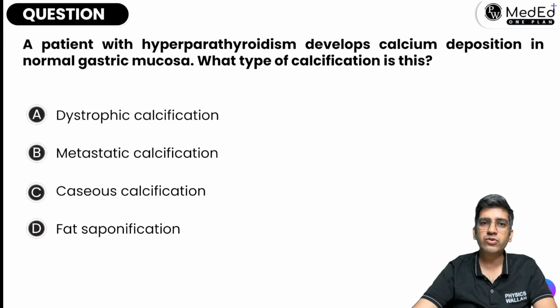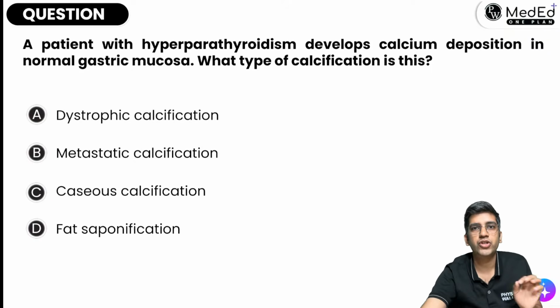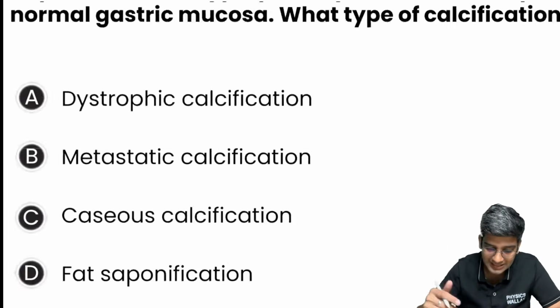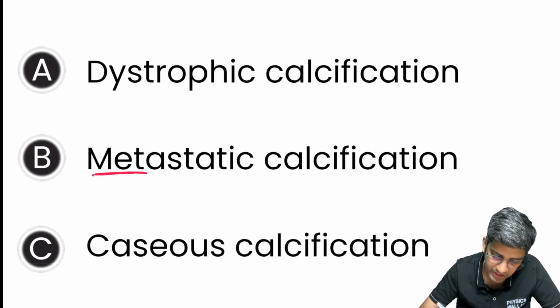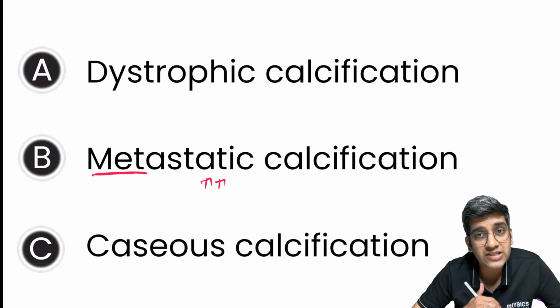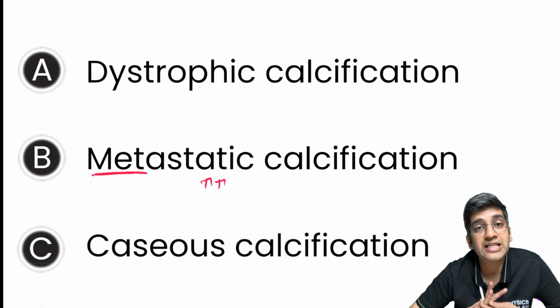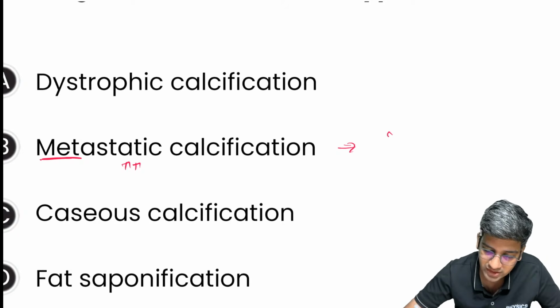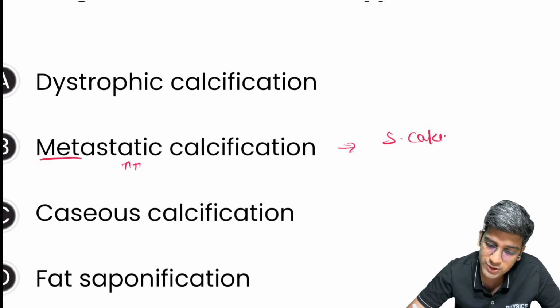How do you differentiate metastatic versus dystrophic? Anyone? The question is in the name itself, right? Meta means change, right? Metamorphosis is change. Metastatic calcification is change in the calcium homeostasis. So in metastatic calcification, calcium levels in the serum will be elevated. That's the most important thing. So the only difference here is that serum calcium levels will be elevated.